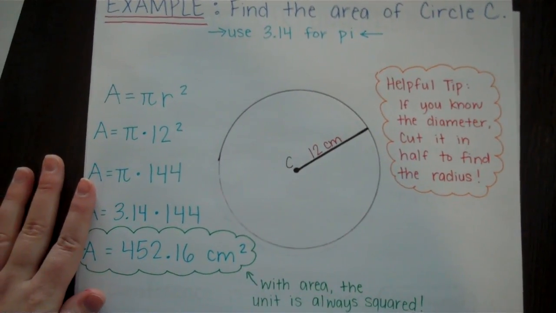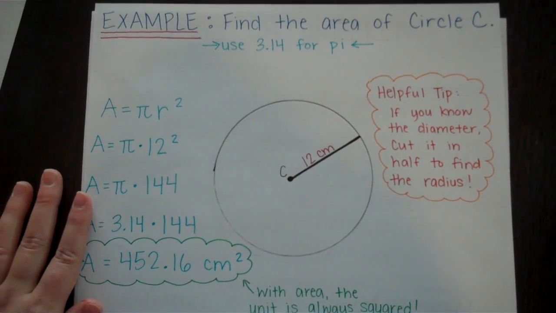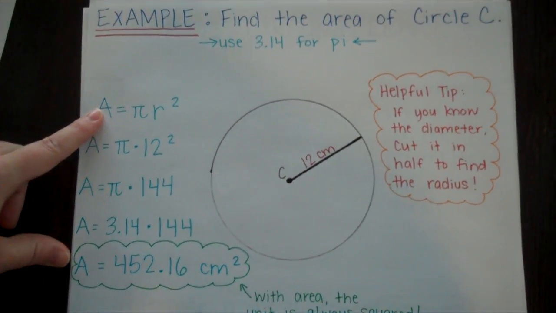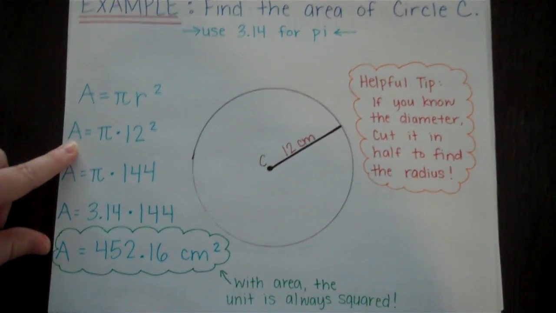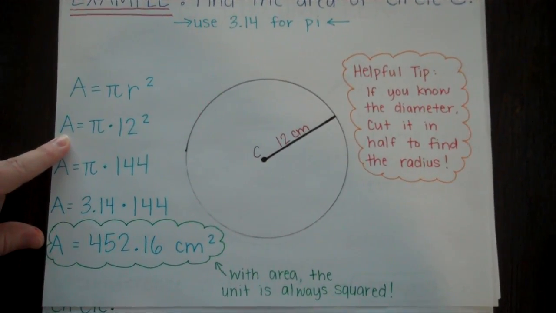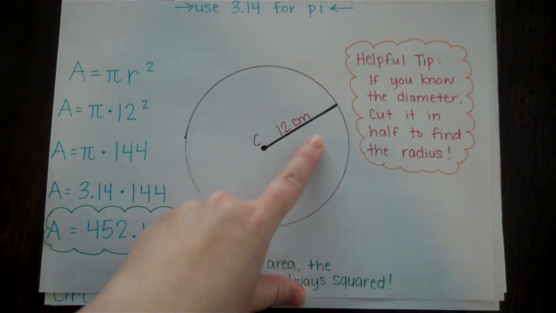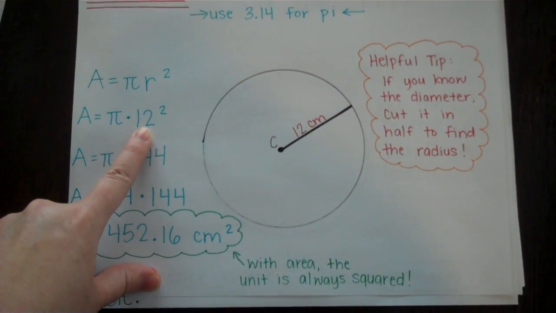Let's look at an example. Find the area of circle C. Use 3.14 for pi. So we start by writing our formula. A equals pi times r squared. Next, we substitute in our value for our radius. Looking at the diagram, I can see that the radius is 12 centimeters. So I put a 12 here where r used to be.